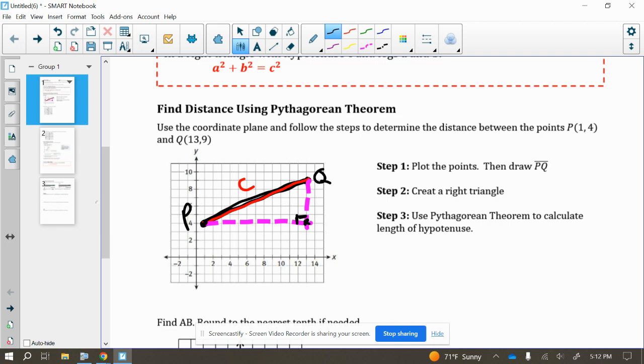So we count from 1 to 13 on our number line here. So that's a total of 12 units. And then point P started at 4, and then point Q is at 9. So that's a total of 5 units. Count the boxes: 1, 2, 3, 4, 5. And again, it doesn't matter which one is A and which one is B, but together A squared plus B squared will equal that C squared value.